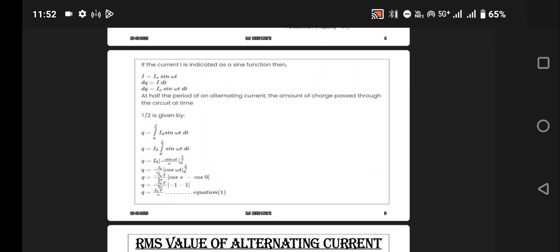At half the period of an alternating current, the amount of charge passed through the circuit at any time is T by 2, which is represented by the equation Q = integral from 0 to T by 2 of I naught sin omega t dt.